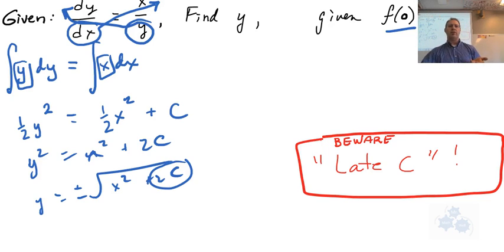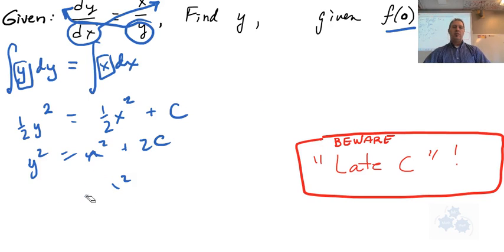A, it's difficult to do this, right? B, there are some mathematical things that happen in there that are going to skew things, so you can't do that. That's the late c, so you do not want to solve for y without having solved for c first.